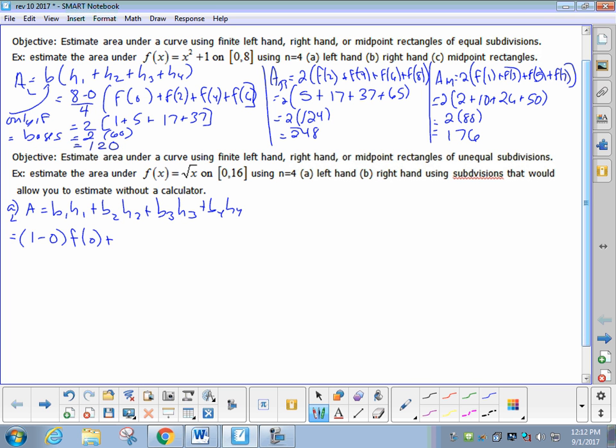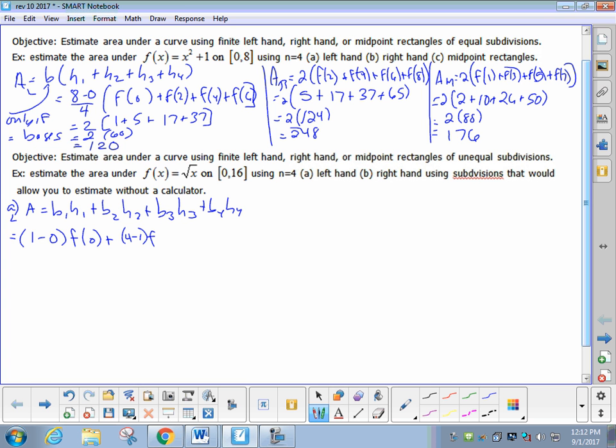Okay. The next base is from 1 to 4. I'm going to write 4 minus 1 just to communicate where that base is coming from, although they aren't very picky that you show that part. If you went straight to 3, that would be okay, but I would like my notes to communicate where that's coming from. What's the second height using left hand?